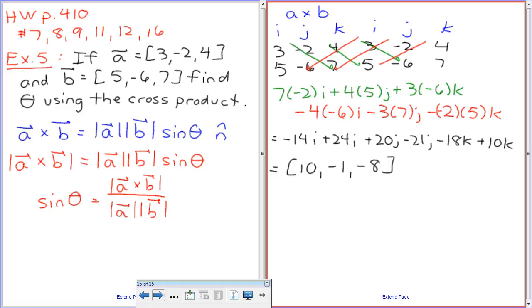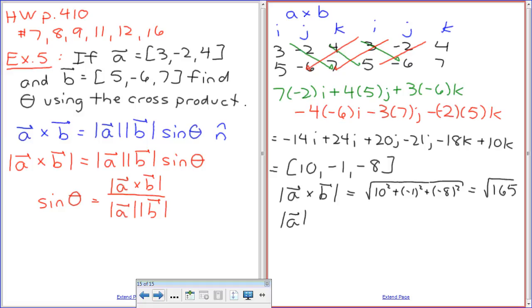Okay, so magnitude of A cross B equals the square root of 10 squared plus negative 1 squared plus negative 8 squared, which equals the square root of 165. I hope you're okay with me skipping steps there. That's just the distance formula. Magnitude of A equals the square root of 3 squared plus negative 2 squared plus 4 squared, which is 9 plus 4 is 13, and 16 is 29, so root 29.